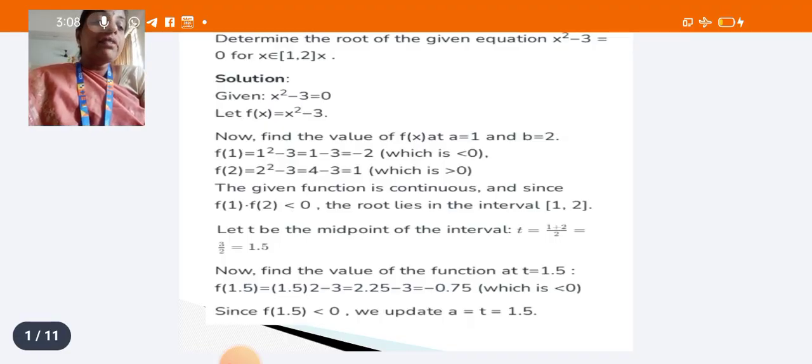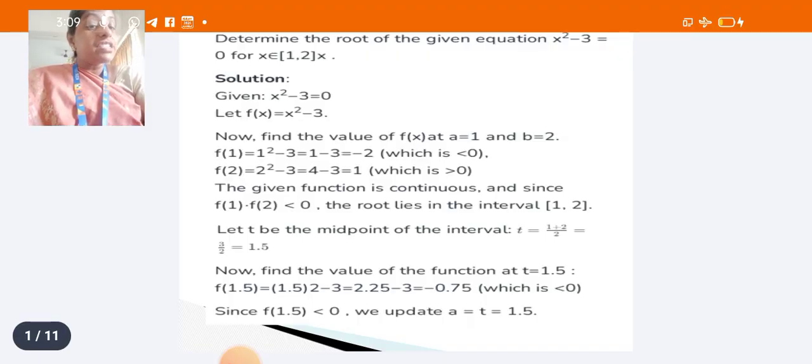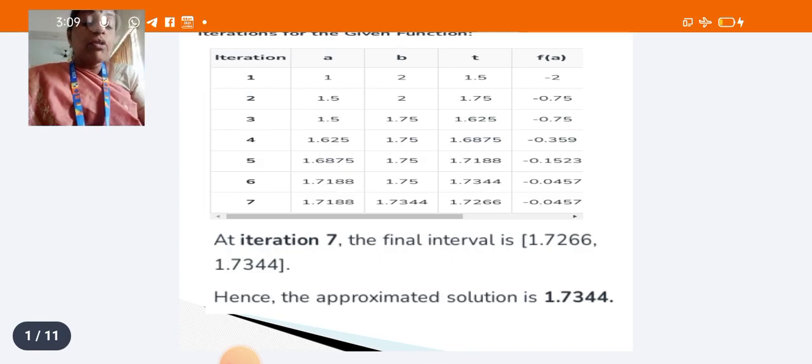Let t be the midpoint of the interval. t = (1 + 2)/2 = 3/2 = 1.5. Now we find the value of the function at t = 1.5. f(1.5) = 1.5² − 3. If you simplify this, we get −0.75, which is less than 0. Since f(1.5) is less than 0, we update a = t = 1.5. If you continue this process as iteration, we get the 7th iteration value as 1.7266 or 1.7344. Hence, the approximate solution of the problem is 1.7344.